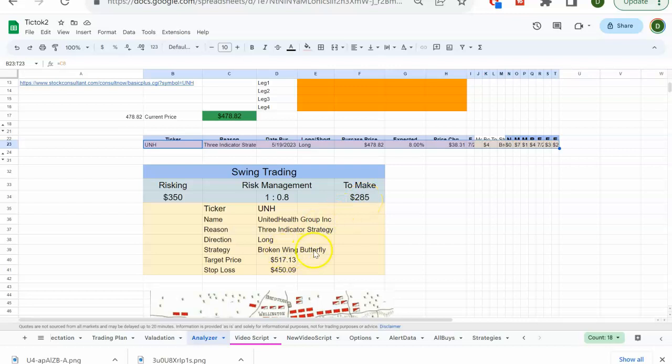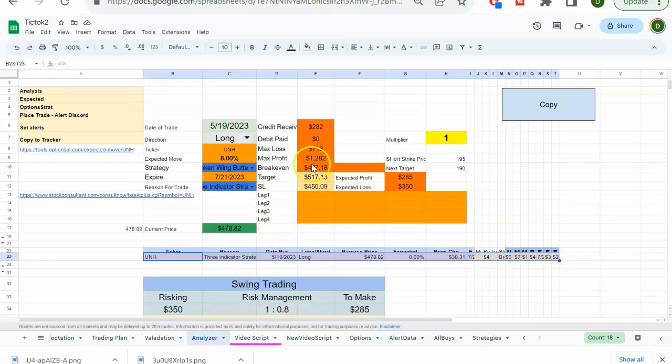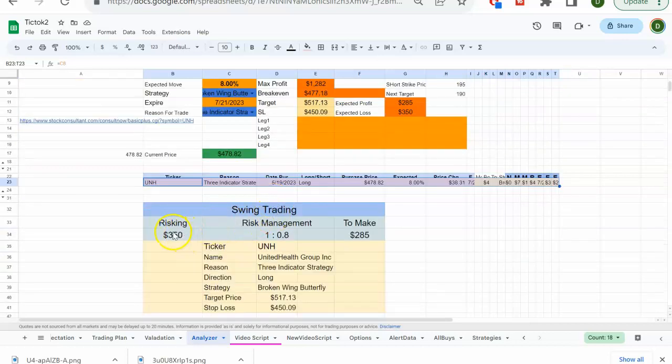I'm using a broken wing strategy, and my target price and stop loss are set. And by the way, you're risking a little more than you're making, but look at this. The max profit could be, if you hit it right at expiration, $1,200. But I'm really expecting to make it somewhere in that area if my targets are hit.